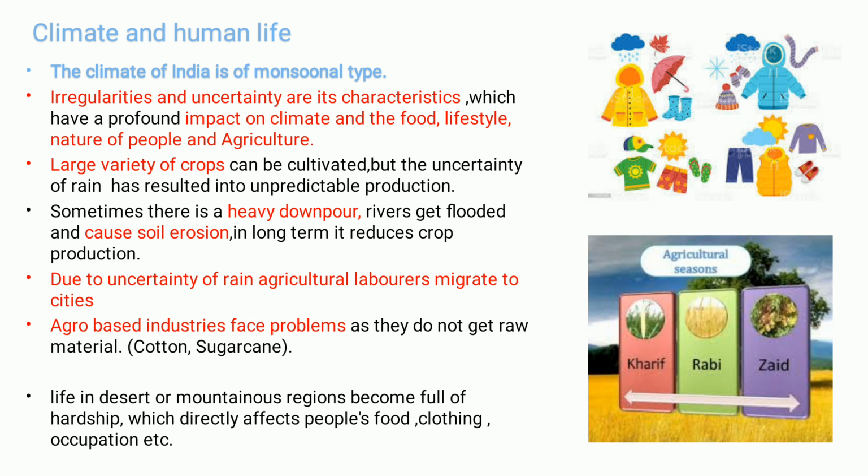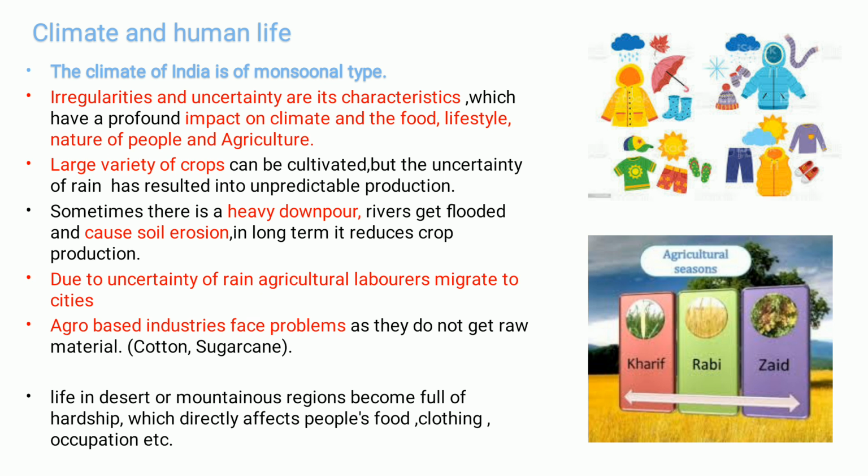Due to the uncertainty of rain, agricultural laborers migrate to cities, as the people who are dependent on agriculture do not get enough employment because of this uncertainty of rain. It creates employment problems. So the agricultural laborers have to migrate to cities to find new alternatives of employment for earning money.